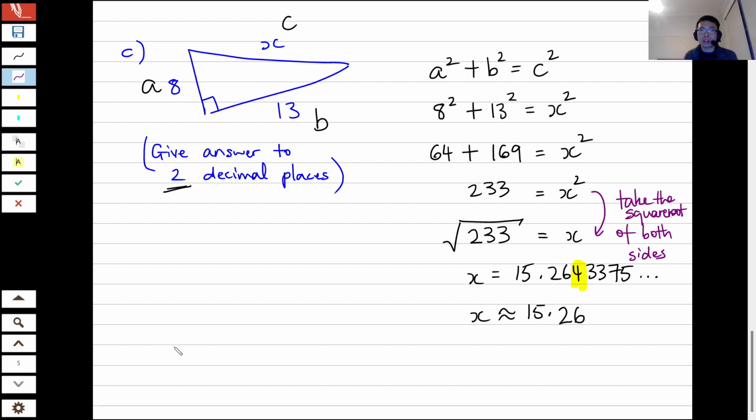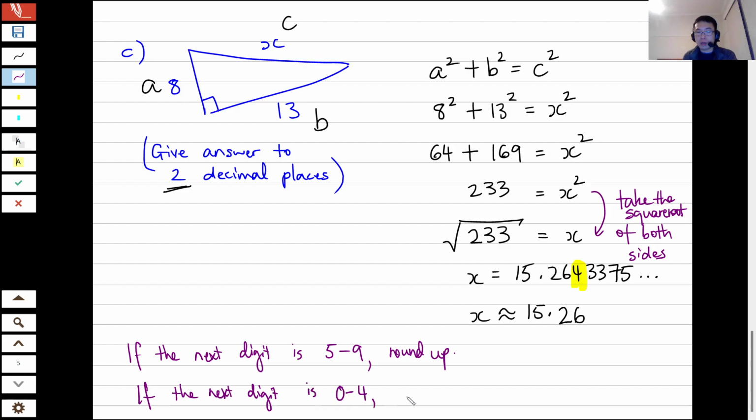So I'll just write a comment here. If the next digit is 5 to 9, round up. If the next digit is 0 to 4, round down.